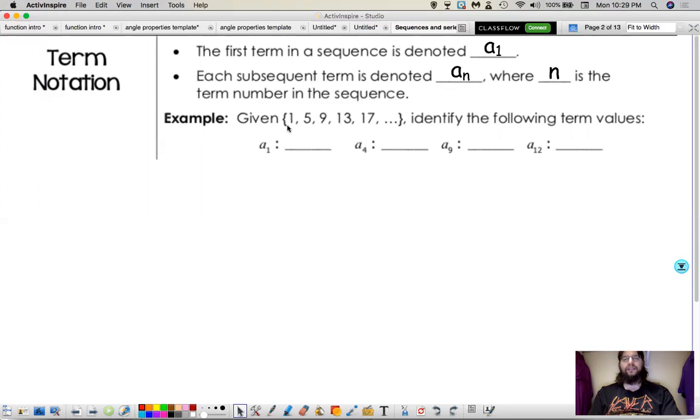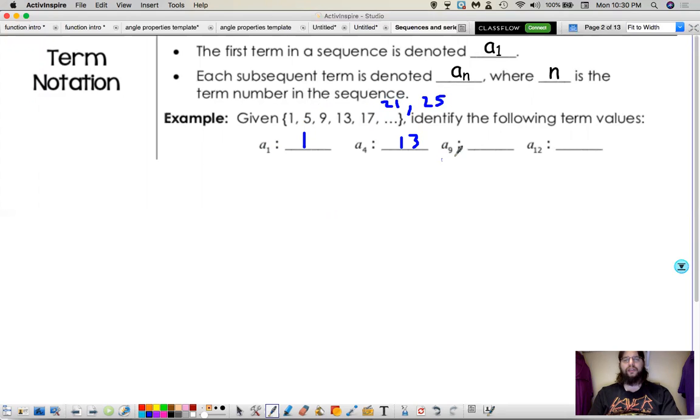So if we look at this sequence here, 1, 5, 9, 13, 17. Well, first thing you want to identify is, what is the pattern? Well, we're adding 4 each time. 1 plus 4 is 5, 5 plus 4 is 9, etc. So it says a sub 1, that's the first term. Well, that's a 1. A sub 4, let's see, the first, second, third, fourth. That's a 13. Fifth, we don't know the ninth. We need to continue the pattern. So just keep adding 4. 17 plus 4 is 21.